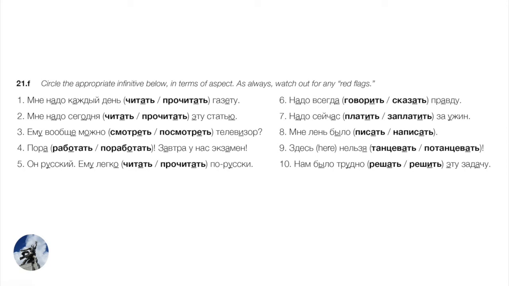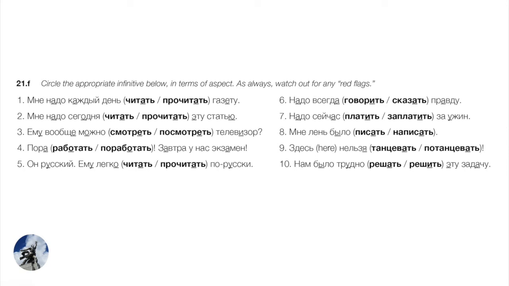Okay, number three. Ему вообще можно... Sorry, it's a question. Ему вообще можно blank телевизор? Okay, remember вообще means generally speaking, or at all. So that's a very broad context. It would always call for the imperfective, right? Is he allowed to watch the television, generally speaking? Ему вообще можно смотреть телевизор?